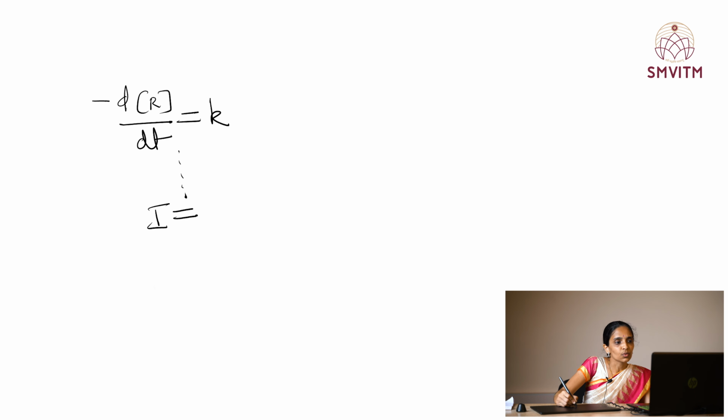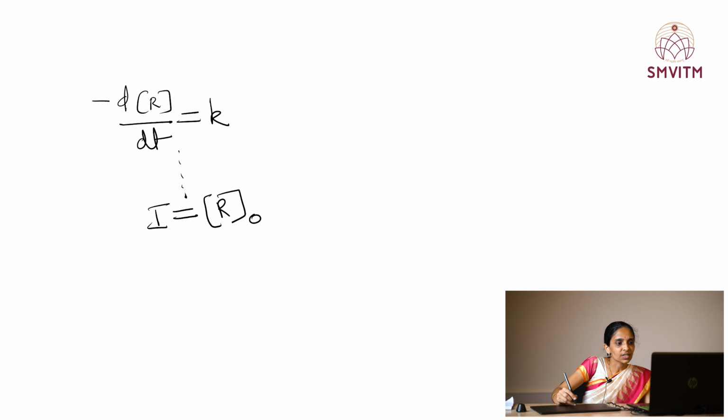So what is the differential rate equation for your zero order reaction? It is minus d[R]/dt is equal to k. So if you integrate and find out the integration constant value, it comes out to be [R]0, is it not? Initial reactant concentration.